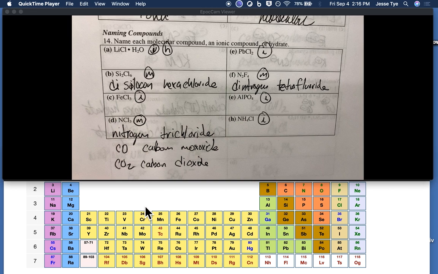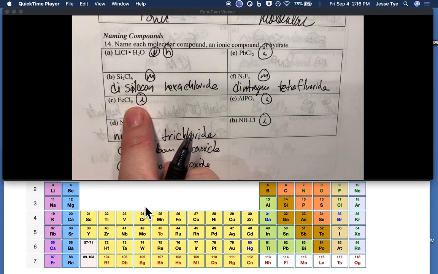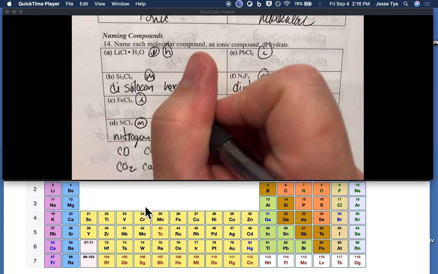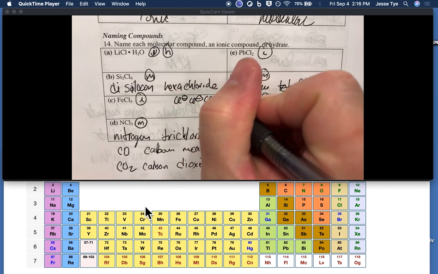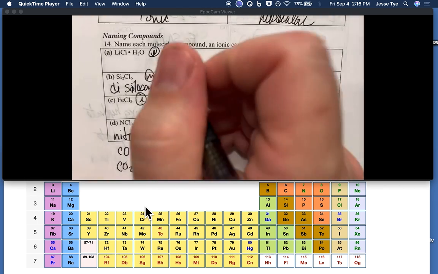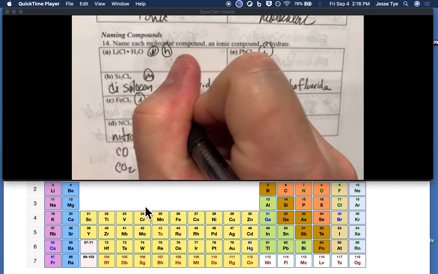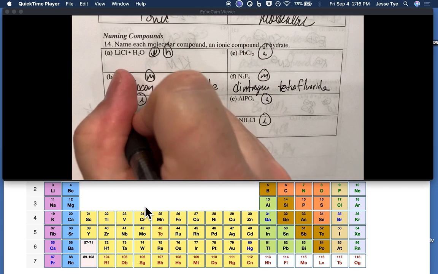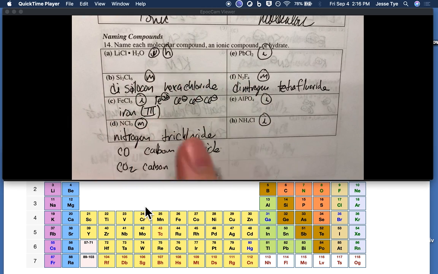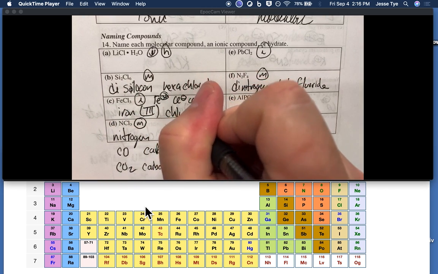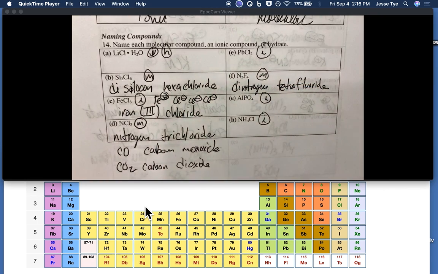All right, let's do our ionic compounds now. Iron is in the middle of the periodic table here. So this is one where each time we have to calculate the charge of the metal. We've got chloride, chloride, chloride, minus, minus, minus. So for this to be a neutral compound, this must be iron 3. And we'll tell the reader that with a Roman numeral, iron 3 chloride.